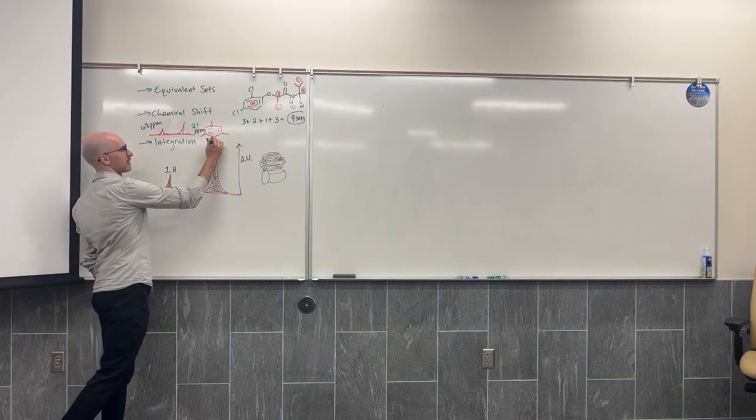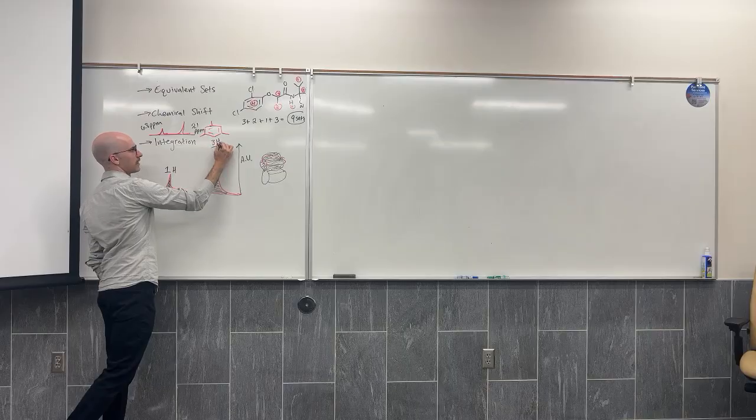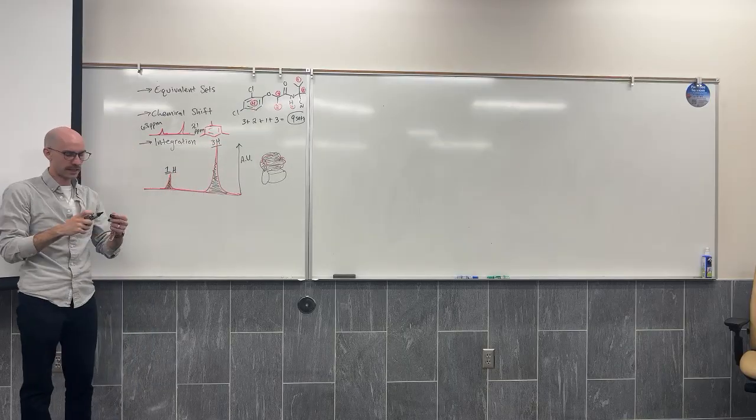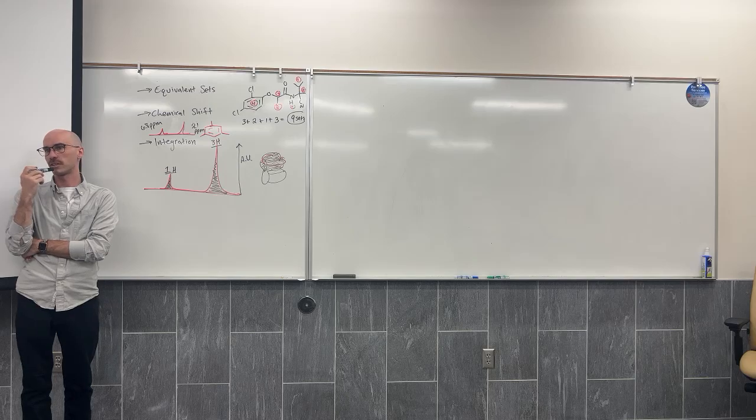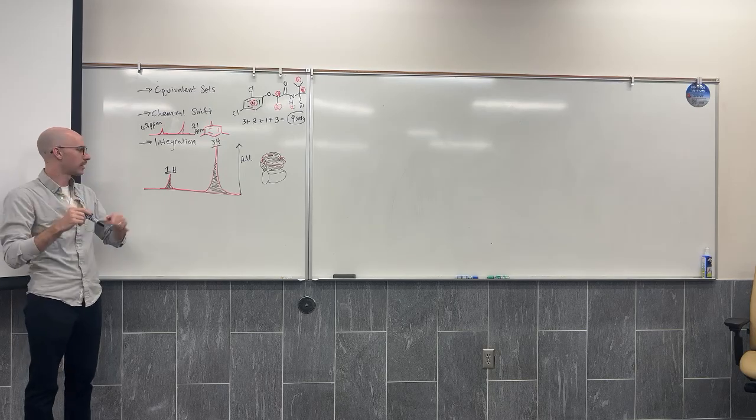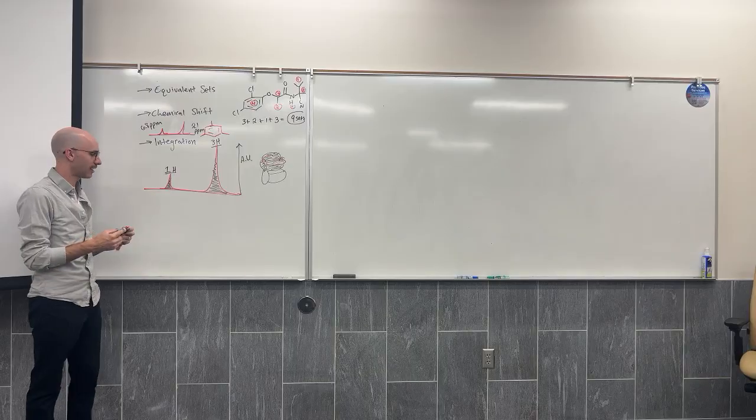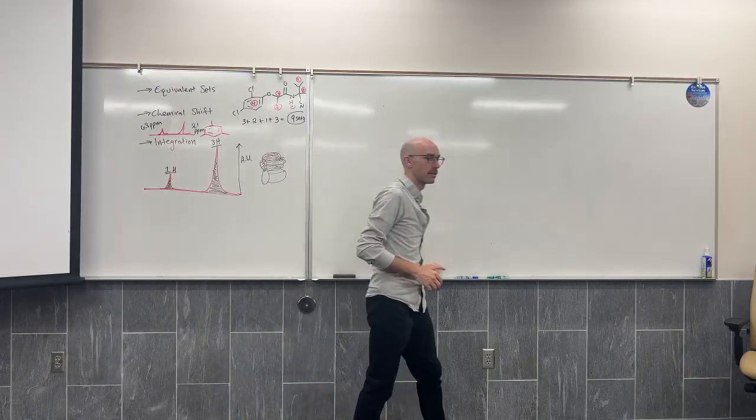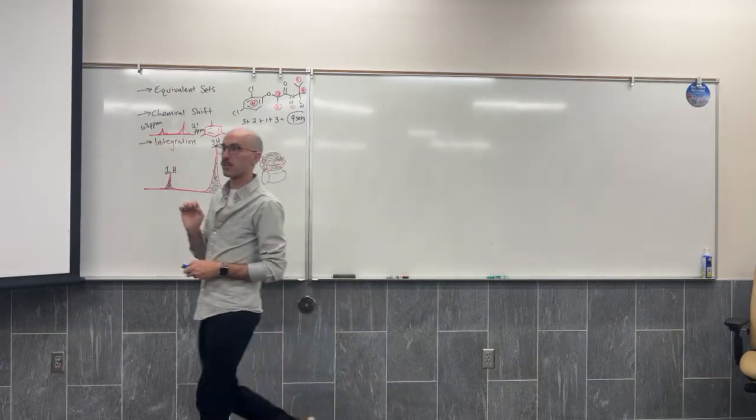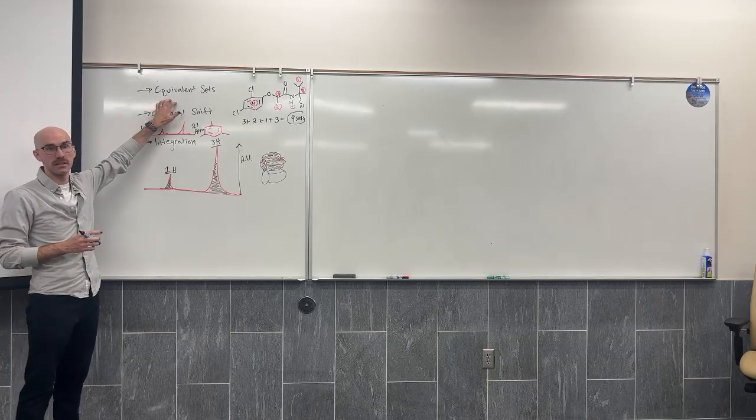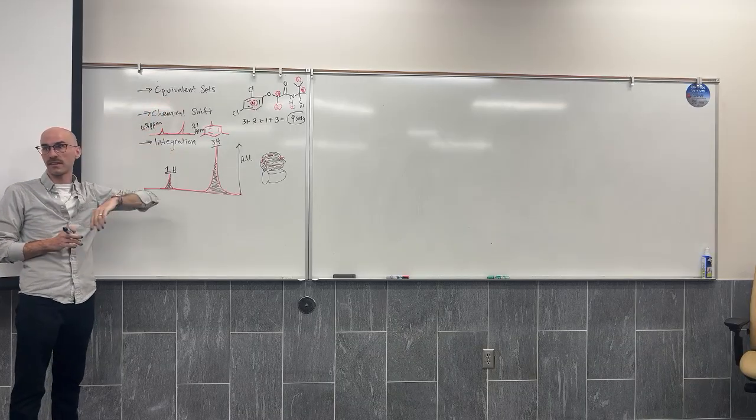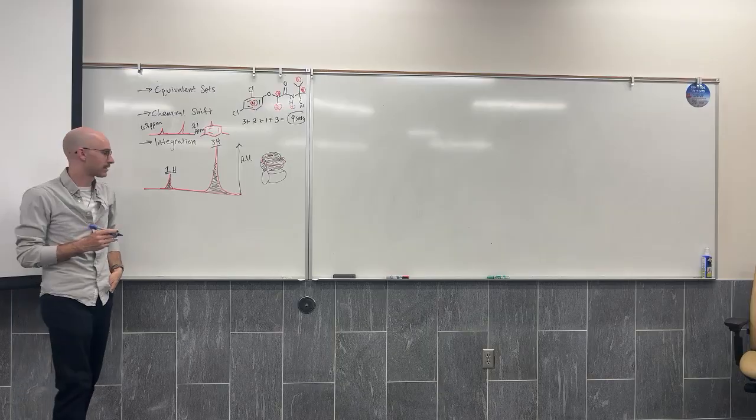And then it will take this signal relative to that and it will say 3. Now I've added something to it. I've added h. And this is how I'm always going to present it to you as well. The integration is reported as some number h. And that's because the integration is proportional to the number of hydrogens in that equivalent set, the number of hydrogens producing that signal.